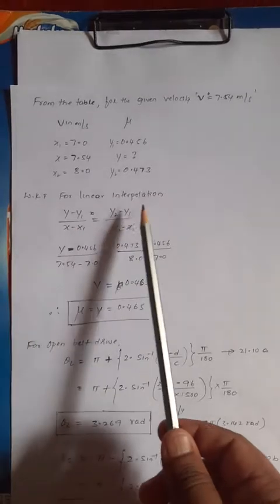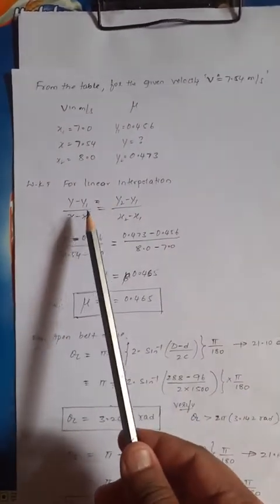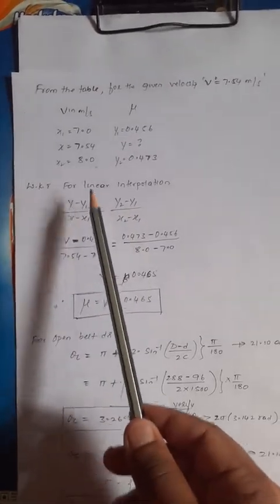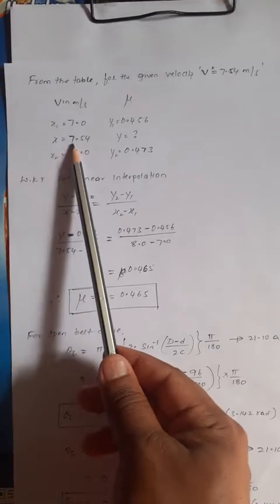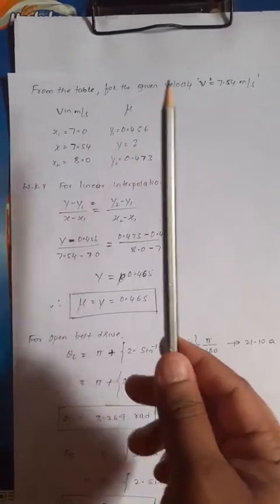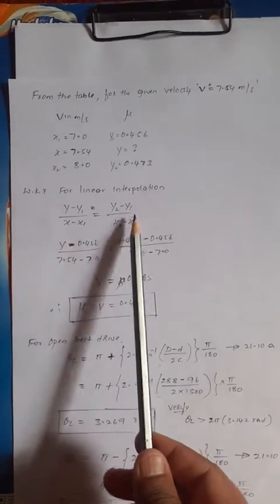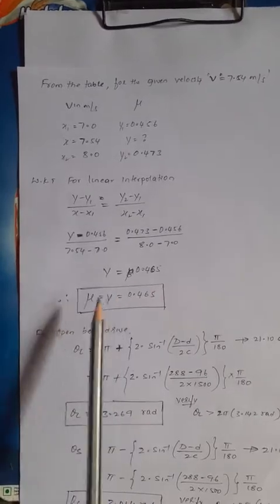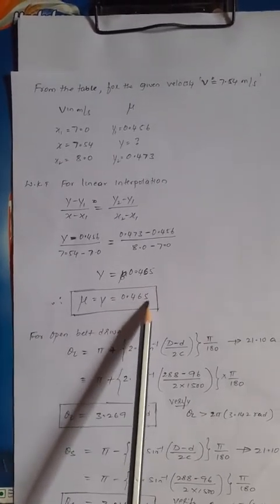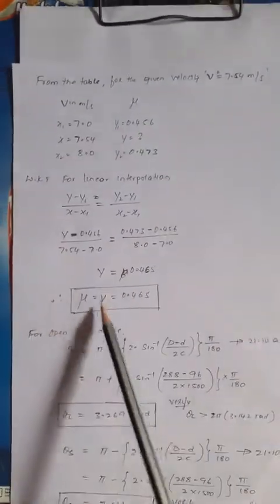We know that for linear, so how do you solve this one? You know that for linear interpolation, take it as x1, y1, x2, y2, for a given x, what will be the y value? That is nothing but mu. You know y minus y1 divided by x minus x1 is equal to y2 minus y1 divided by x2 minus x1. Now substitute all the values, you get y value, mu is equal to y, 0.45465.